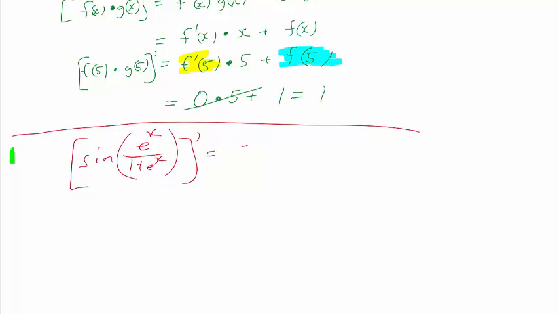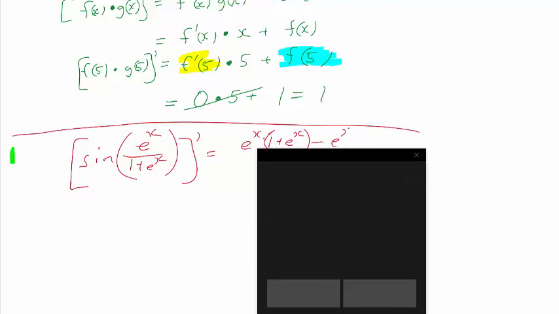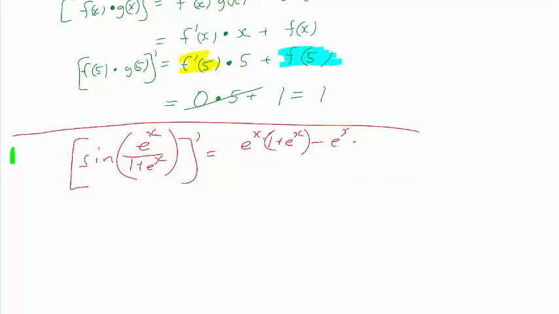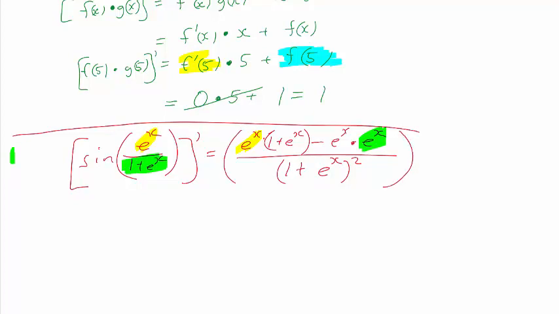And so we've got e to the x times 1 plus e to the x minus e to the x times e to the x, all divided by 1 plus e to the x quantity squared. Let's make sure we understand this. We got an e to the x, and its derivative is right here in yellow. Then we take the derivative of the bottom, and that is right there. And of course, we do the bottom squared. We're clearly not done, right? That was just the derivative of the inside part.